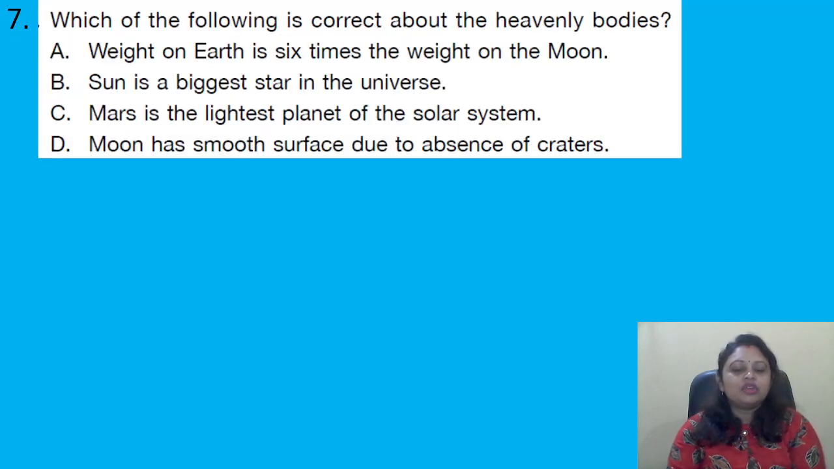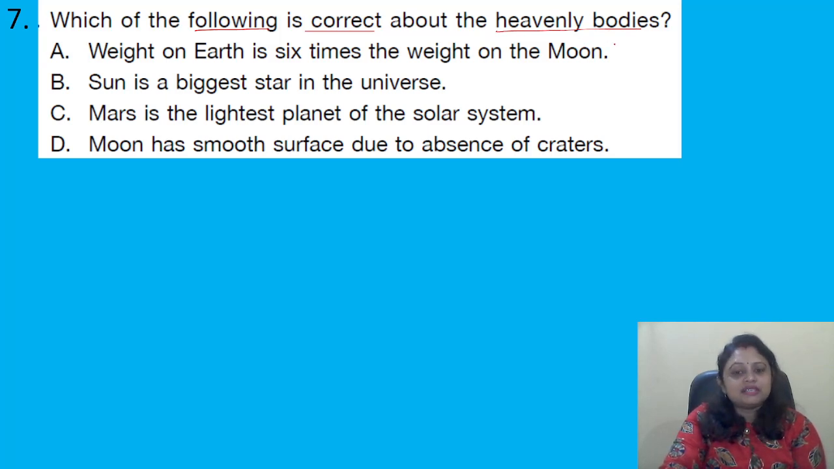Which of the following is correct about the heavenly bodies? Options are A. Weight on earth is 6 times the weight on the moon. B. Sun is the biggest star in the universe. C. Mars is the lightest planet of the solar system. D. Moon has smooth surface due to absence of craters. So we have to find which of the following is correct about the heavenly bodies.